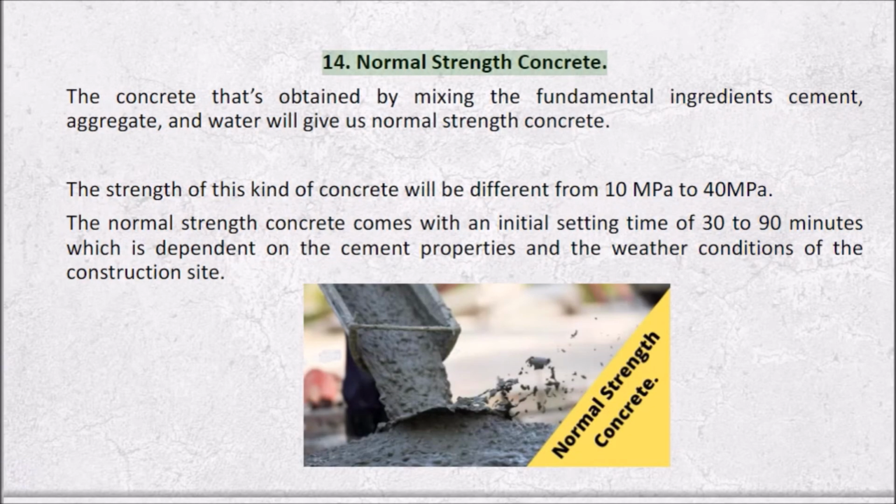14. Normal strength concrete. The concrete that's obtained by mixing the fundamental ingredients cement, aggregate, and water will give us normal strength concrete. The strength of this kind of concrete will range from 10 MPa to 40 MPa. The normal strength concrete comes with an initial setting time of 30 to 90 minutes, which is dependent on the cement properties and the weather conditions of the construction site.